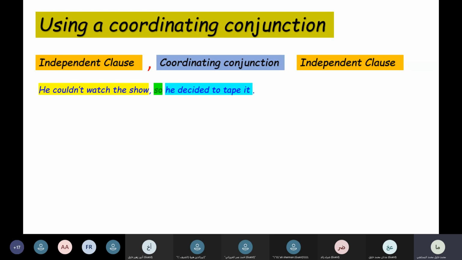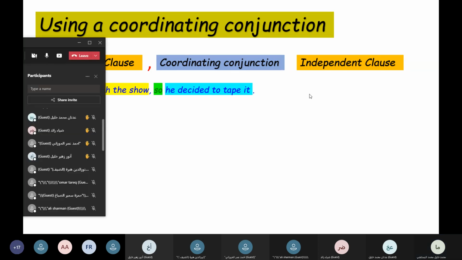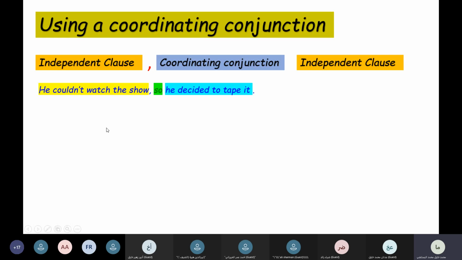Look at the example. Who can read the example? Yes, Ahmed Horani. Read the example here. Yes, mister. He couldn't watch the show, so he decided to tape it. Now, what do you think? How many sentences do we have? Two. Are they independent clauses or dependent clauses? Independent. Good. They are independent clauses because each one has a complete meaning.